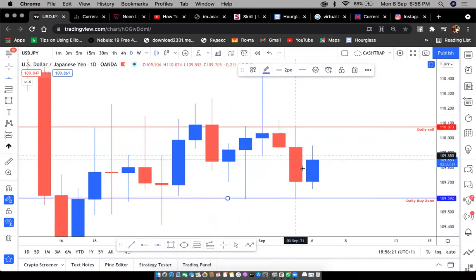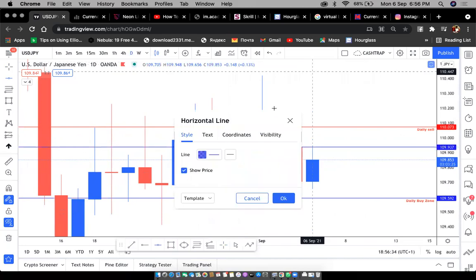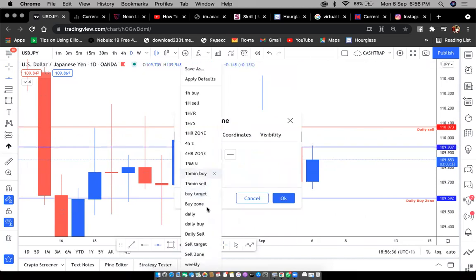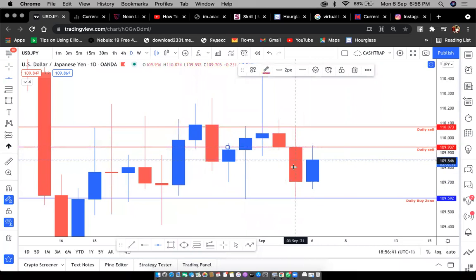I'm picking out this red candle alone. So this is a red candle. Where did price open at? Price opened at the high and closes at the low when the candle is a sell candle. So where price opened at, I can also make that a sell area because price opened at this point and it dropped.